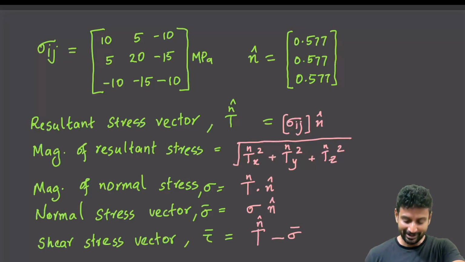Also, you can find the magnitude of the resultant stress using this equation. And you can find the normal stress, or the magnitude of the normal stress, by taking the dot product of the resultant stress vector and the unit normal. Also, we can find the normal stress vector by multiplying the magnitude of the normal stress and the unit normal. Finally, we can find the shear stress vector by taking Tn minus sigma.